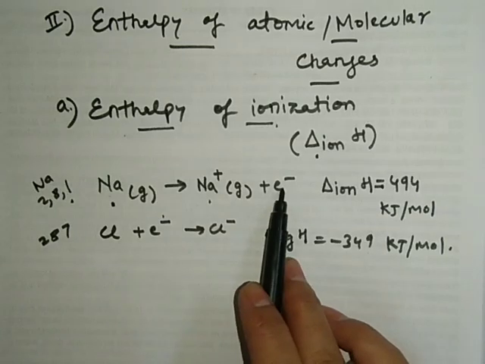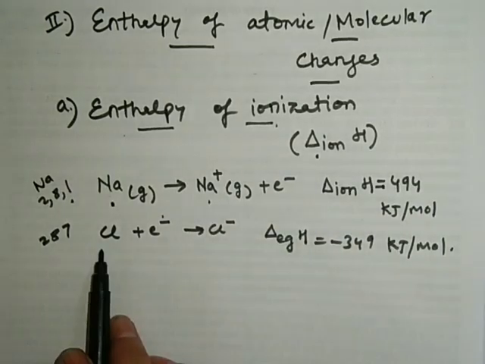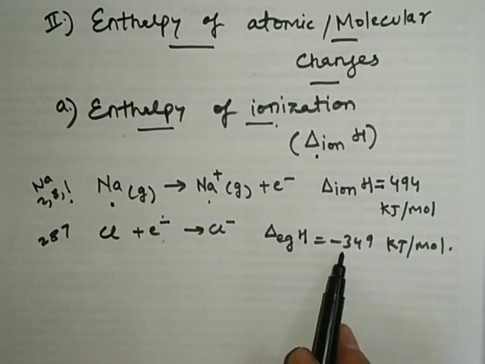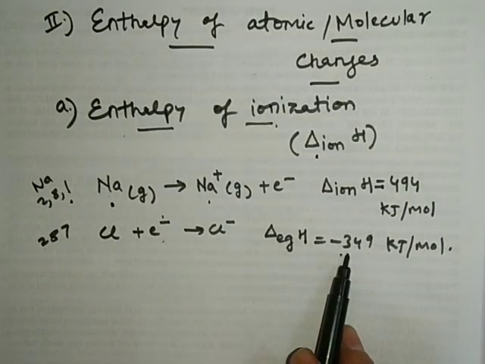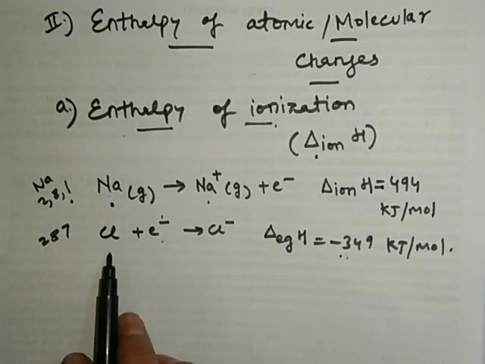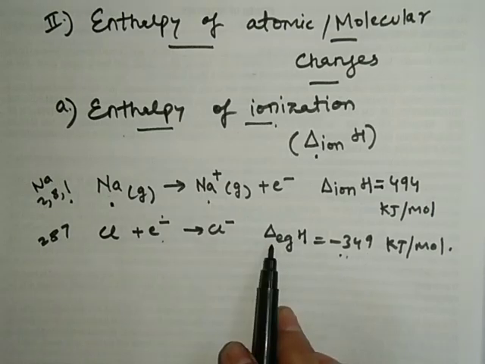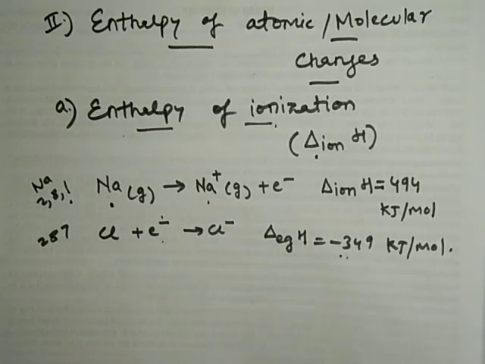Here electron loss happened so it was positive, but here electron gain is happening, and that's why it is negative. So electron gain enthalpy is negative, meaning when an electron comes into any atom, when it is added to any atom, the change in enthalpy is negative.